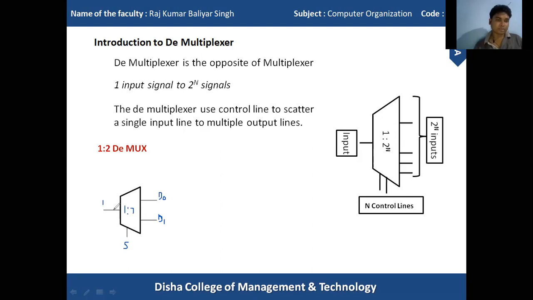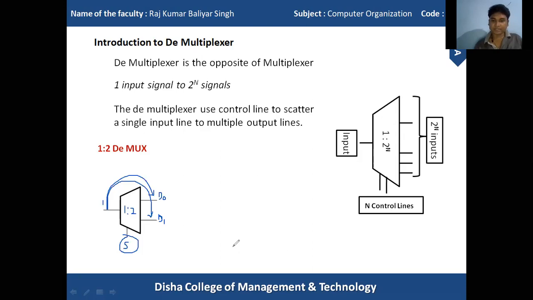1 to 2 demux. That means one value is inserted into this demux device, and it will produce two output lines, okay. Again this control line is responsible to send this input signal to any one of these output lines. It may be sent to D0 or it may be sent to D1.